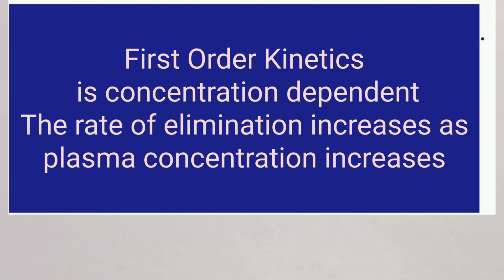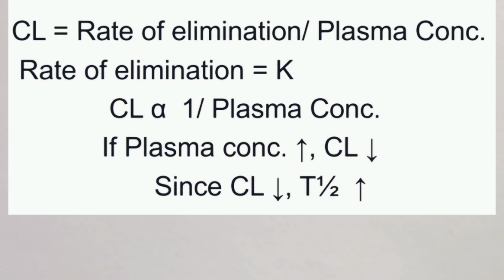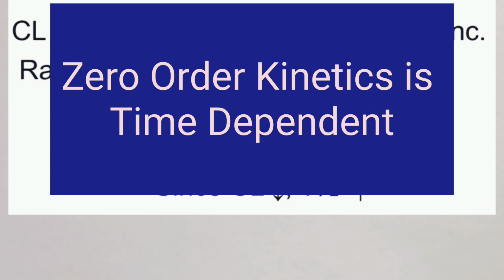Coming to the calculations of zero order kinetics. Clearance is given by the formula rate of elimination divided by the plasma concentration of the drug. So in zero order kinetics, the rate of elimination is constant. Since the rate of elimination is constant, clearance is inversely proportional to the plasma concentration of the drug. That is, if the plasma concentration increases, clearance decreases. So there is accumulation of the drug, it persists in the body for a longer time, and the T half of the drug increases. So zero order kinetics is time dependent.